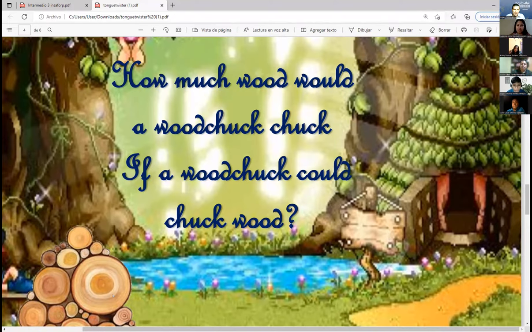Tricky, right? One more time. How much wood would a woodchuck chuck if a woodchuck could chuck wood? Do you want to give it a try? Who wants to give it a try?